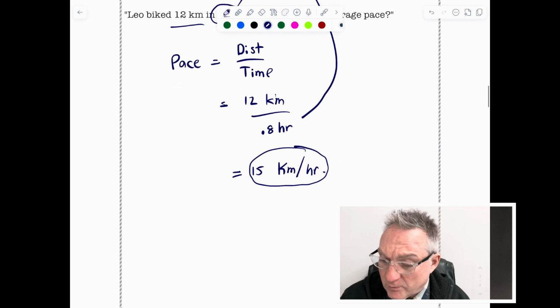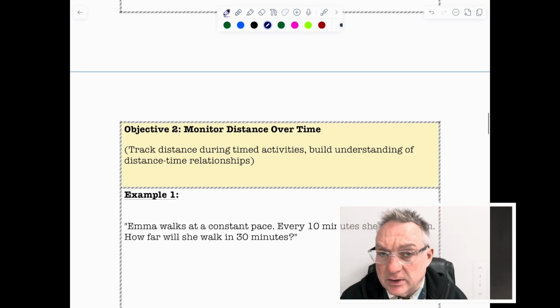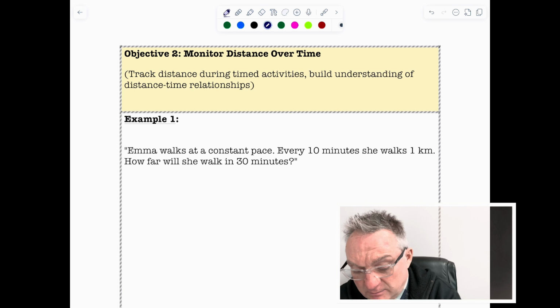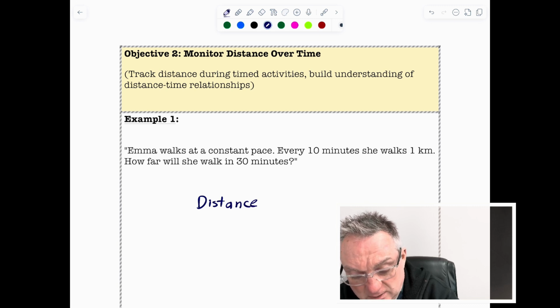So next example, just say you're monitoring your distances on your training. So Emma walks at a constant pace. Every 10 minutes, she walks 1 kilometer. How far will she walk in 30 minutes? So again, I can still use the distance equal to, actually, I'm flipping this around. Distance is equal to pace times time.